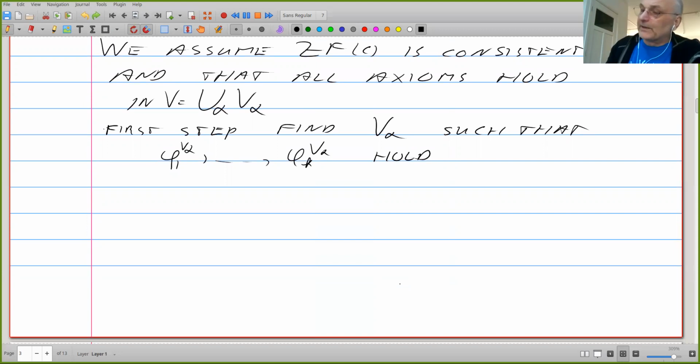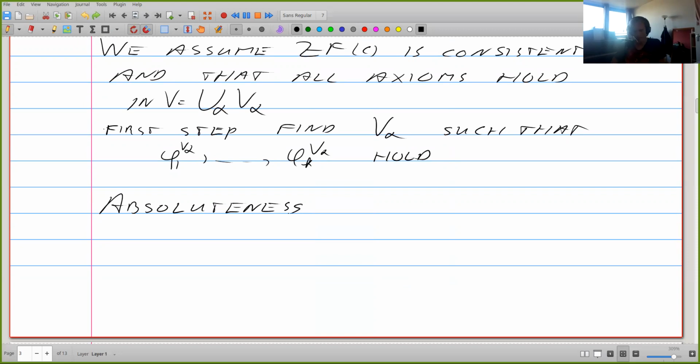Well, here comes the first tricky concept. Okay, P, can I ask something? Yes. So I understand the first assumption, that ZFC is consistent. It makes sense that we do it. But the second one, that the axioms hold in V, I don't really understand, because we cannot create V in ZFC itself, right?